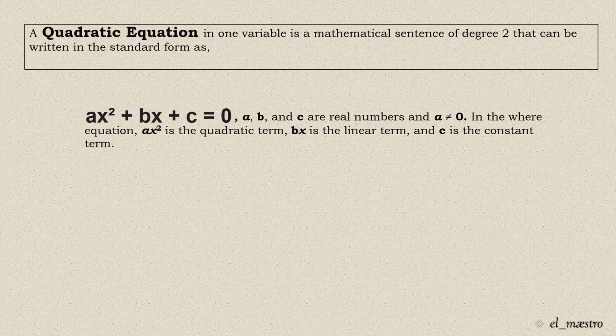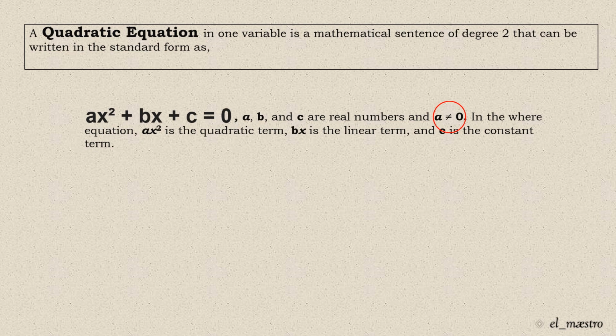And please take note, class, that a must not be equal to 0. So the a from earlier, the one beside x squared, must not be 0. Because if it becomes 0, then your equation will no longer be called a quadratic equation or cannot be considered a quadratic equation. It becomes a linear equation.